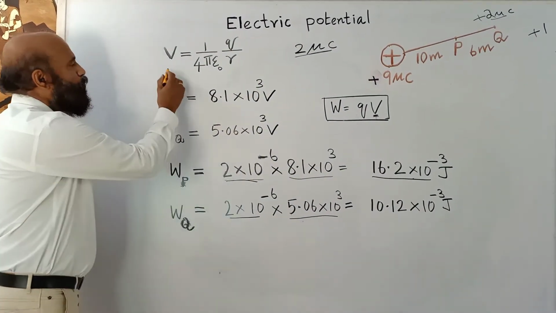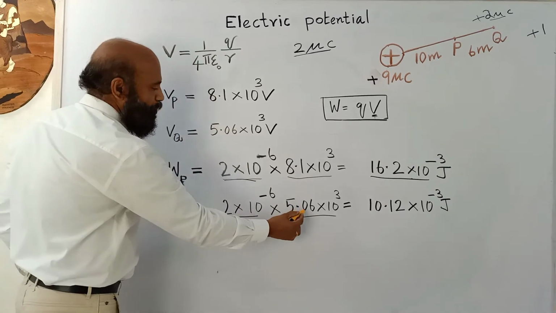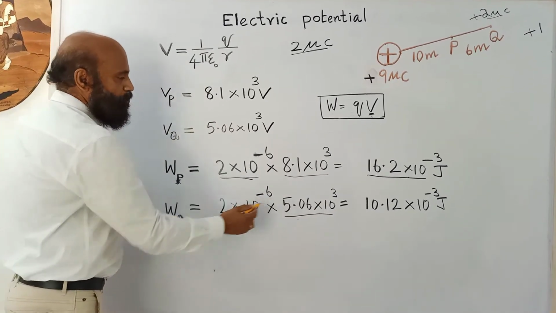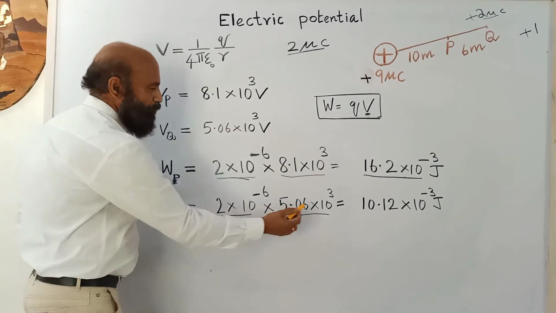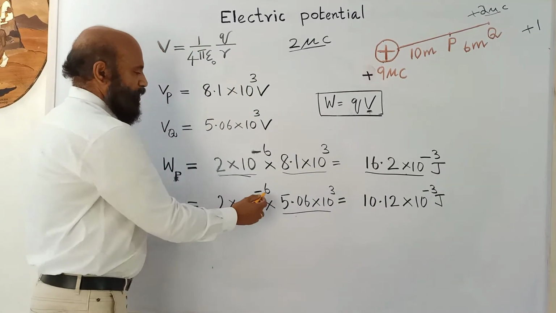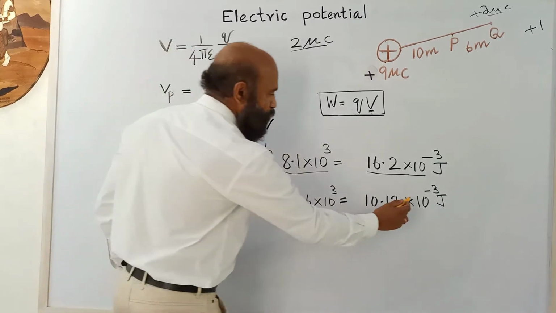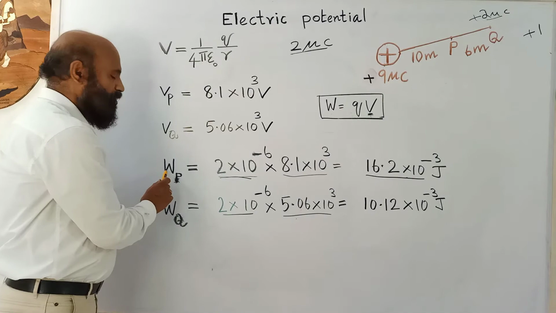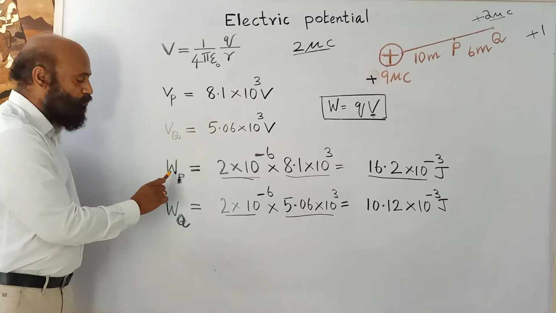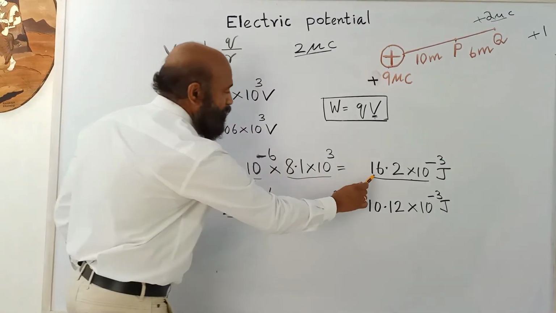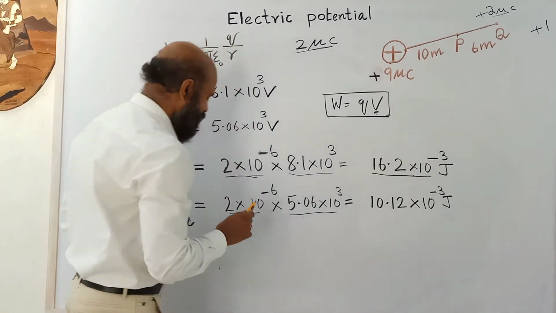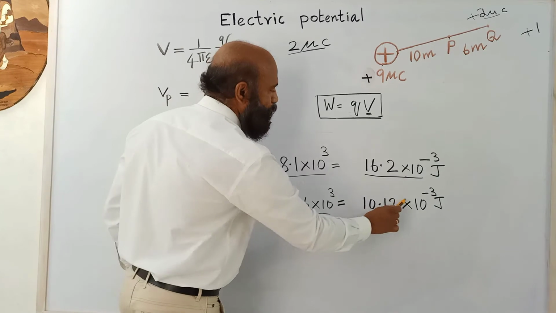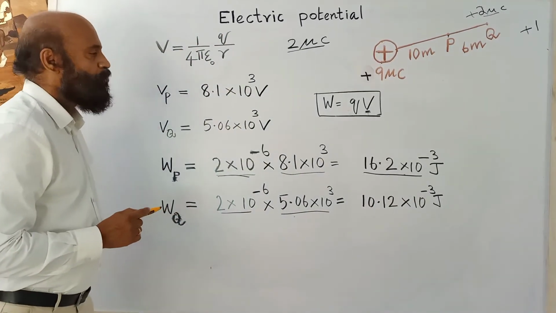At the point Q, the potential is 5.06 into 10 raised to 3. Then the charge is 2 microcoulomb. So if you multiply these two numbers, you will get 10.12. Then combining the power, 10 raised to minus 3 joules. So the work needed to bring the charge of 2 microcoulomb to the point Q is 10.12 into 10 raised to minus 3 joule.